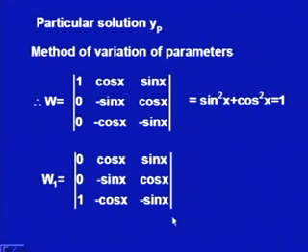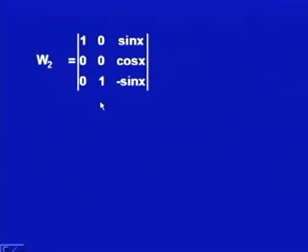If we see what this determinant would be, it is cos square x plus sin square x, that is again 1. What will be w2? W2 means the second column I have to change to 0 0 1. So, the second column has been changed to 0 0 1 and the first column and the third column are as such.